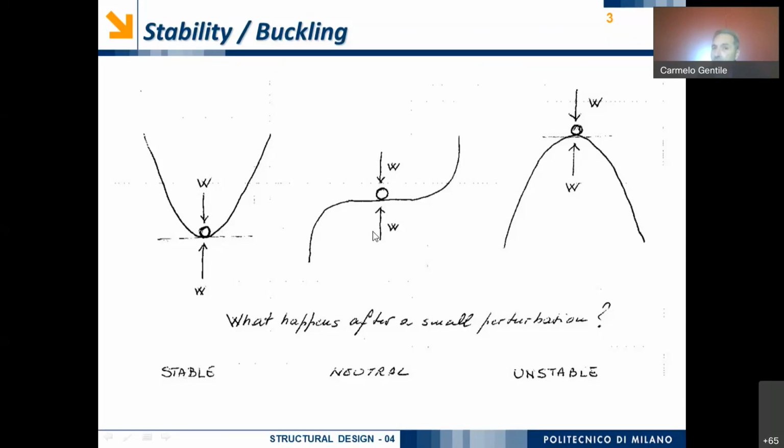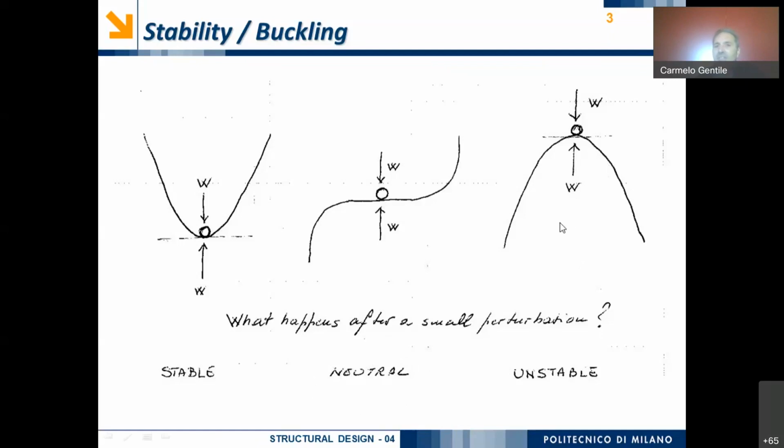In the second case, the situation is different, because if I apply a small perturbation, the final configuration after the small perturbation ends is different from the original one, but it is very close to the original one. So in this case, we can talk of a neutral equilibrium.